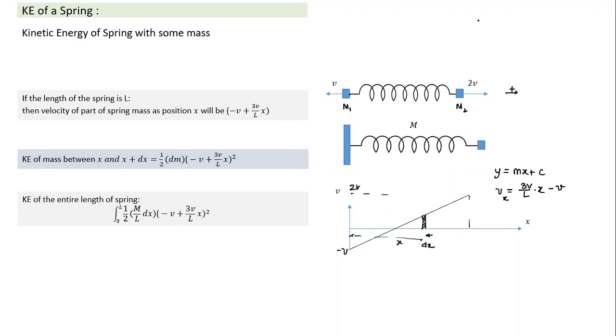This is a very odd kind of question, but since such a question has come, there's no harm in doing it. This is not a very common question, but still, I hope this is all understood.